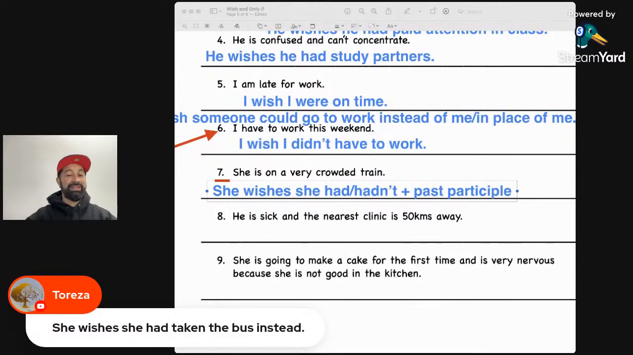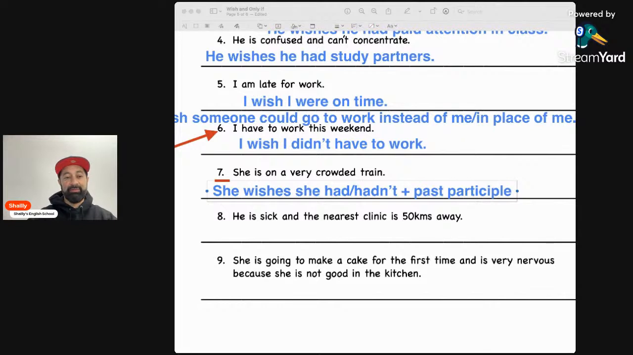Teresa, she wishes she had taken the bus instead. Perfect. Yes. Yeah, maybe the bus would have been a better option. Well done. Perfect. Well done for everyone. Great answers. So let's look at number 8.